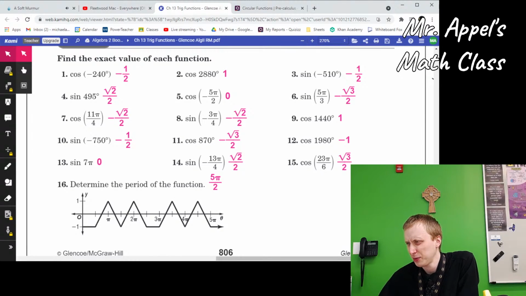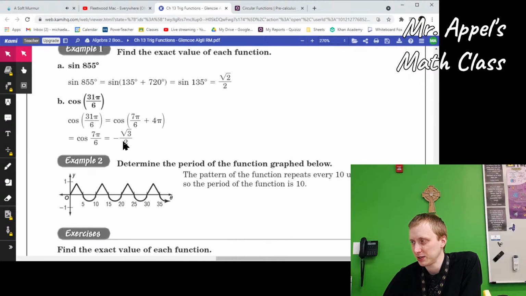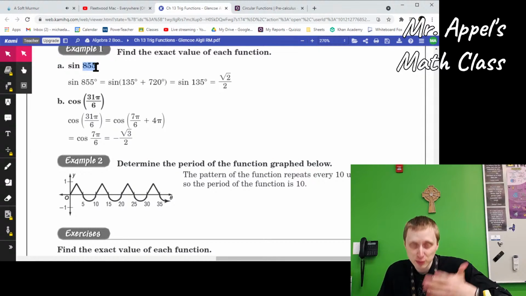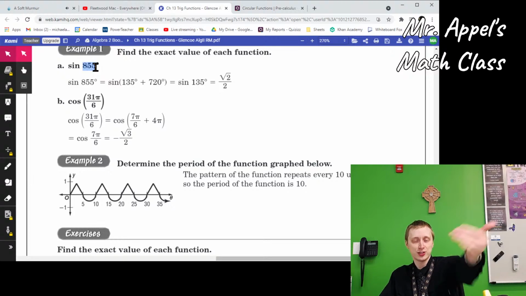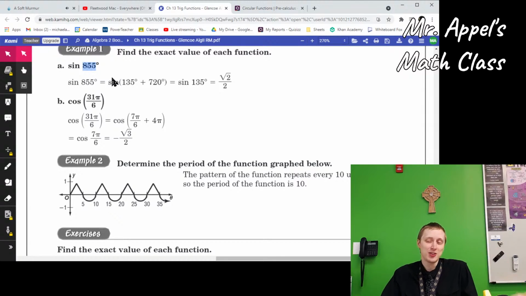No? Anybody come up with a clever way to deal with the negatives here? They kind of didn't really tell us in the example. It said, hey, if it's bigger than 360, and this is what I told you guys, if it's bigger than 360, subtract multiples of 360 until it's not, right? But what do you do if it's less than 0?